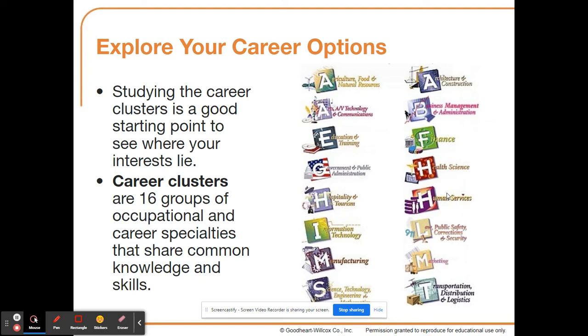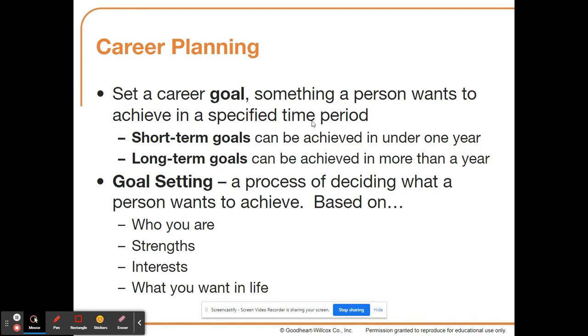And like I said, there are a whole different host of careers underneath that you could go into, but these are generalized fields of study. Now, at this point in your lives, you guys should be starting to set some career goals.